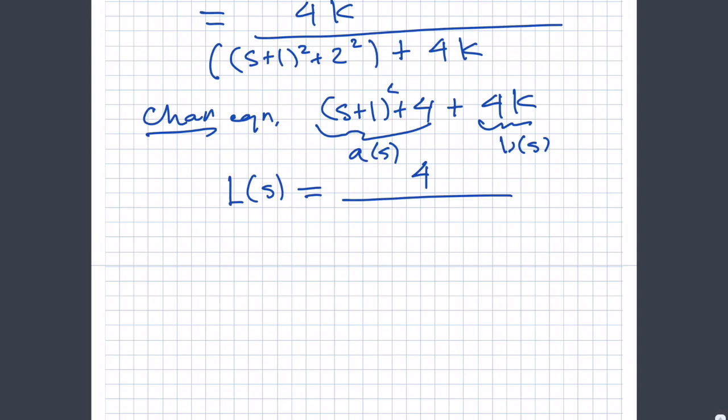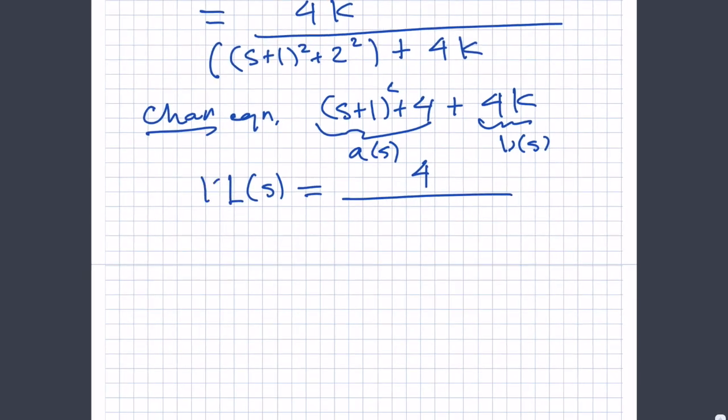I know that L is going to be the ratio of these two things. So it's 4, dropping off the K, right? It's really K times L of S, so I could put the K in and they would divide out. So 4 times L of S, so the B over the A, (S plus 1) squared plus 4. All right, so that's our answer for part D.